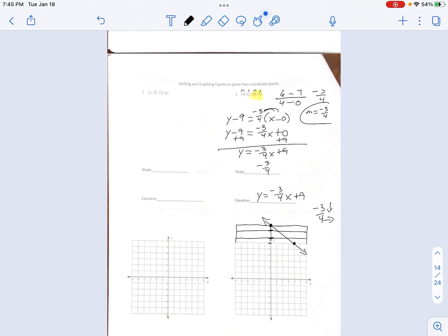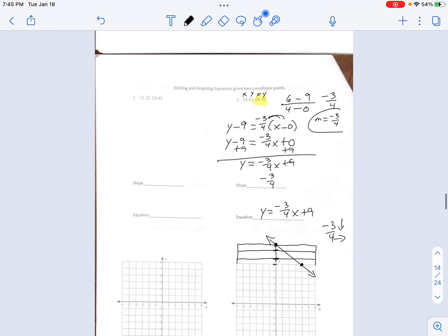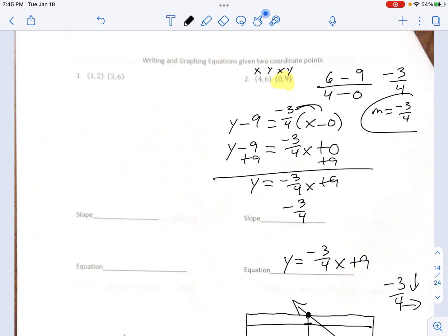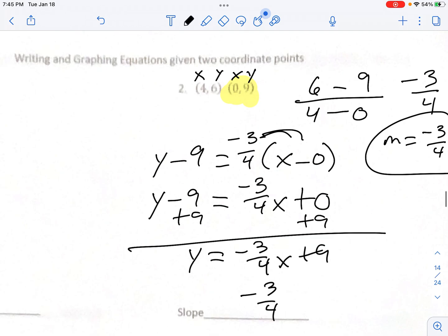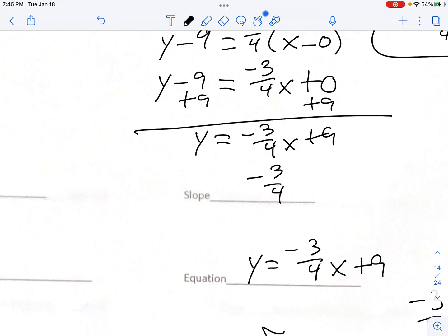So if there's any other questions on how to write the equations given 2 coordinate points, y'all can come up to me in class. If you're watching this video and you're not in my class, hopefully you understand it. I've gone over several problems. You can rewind it and listen to the other problems. They all work the exact same way. Slope first, point slope equation second. That's how you get the equation.